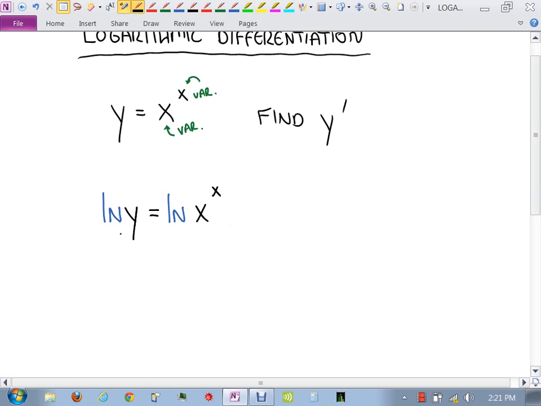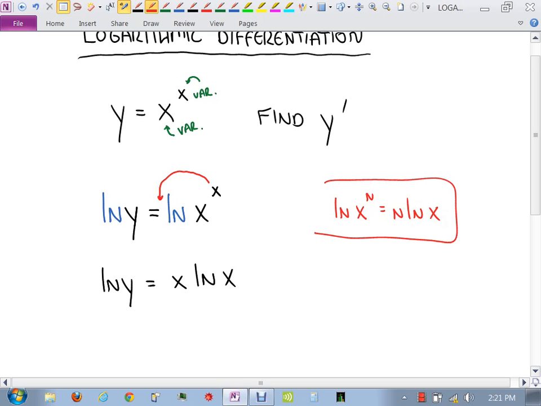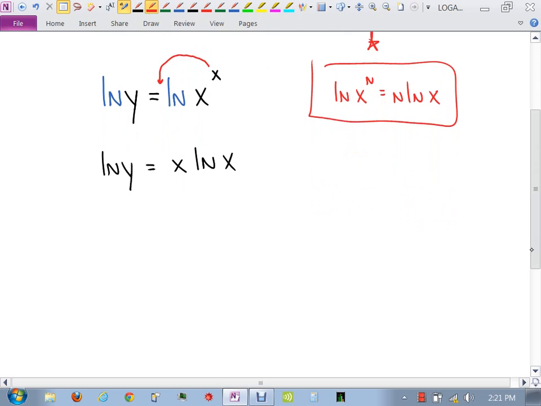Now I'm going to take that x and pop it out, using the property that the natural log of x to the n can pop out the n. It's a very nice property of logs. So I'm treating that x like it was a power and pulling it out in front. Is that all right? We're okay with this?